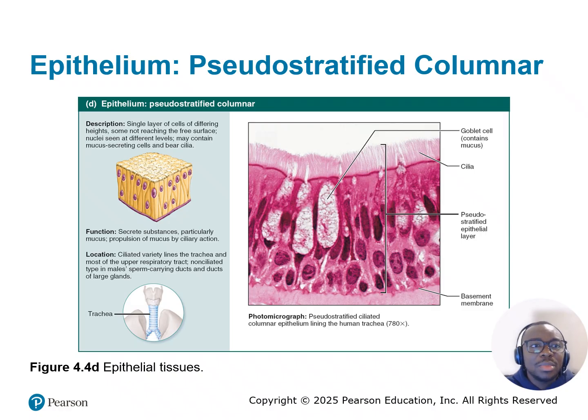Pseudostratified epithelium may contain cilia and mucus-secreting cells. It is involved in secretion of substances, particularly mucus, and movement of mucus by ciliary action. It is located mostly in the upper respiratory tract, ducts of large glands, and tubules in the testes.